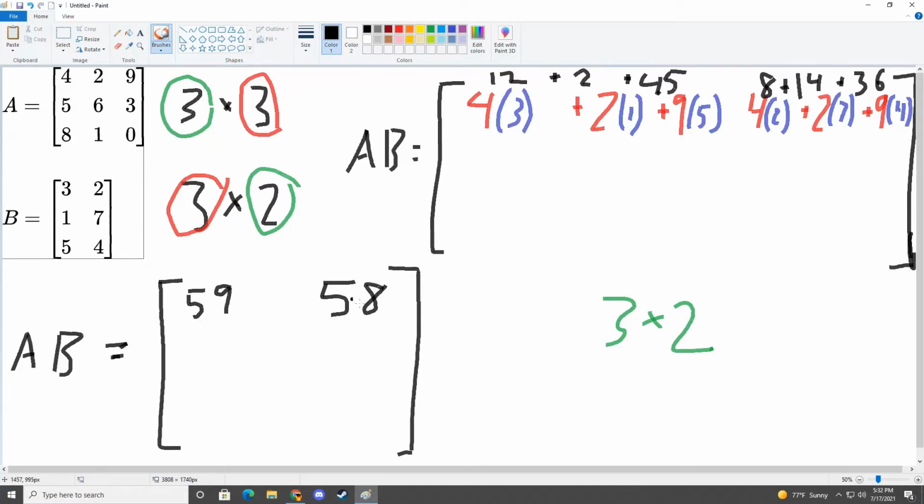And so this would complete the first row of our matrix. And after that, we'll want to solve for the second row of this matrix. And to do that, we'll take 5, 6, 3 and multiply it by the columns of B again. So 5 plus 6 plus 3. And so we're going to multiply this by the first column of B. 5 times 3, 6 times 1, and 3 times 5.